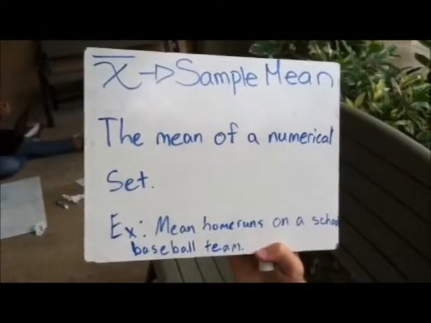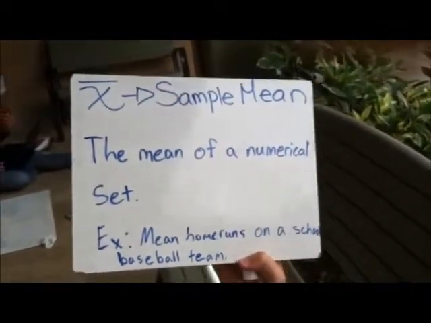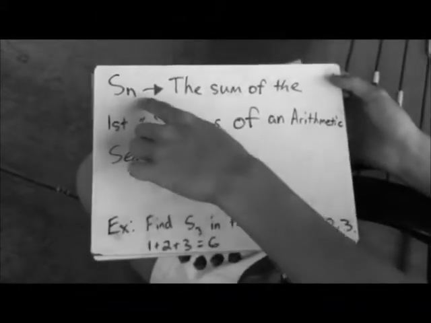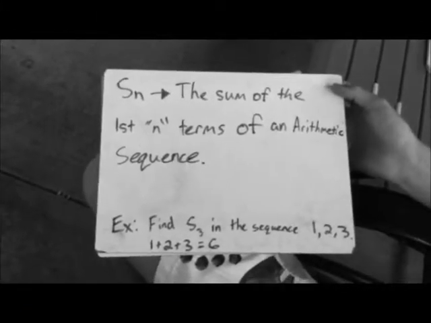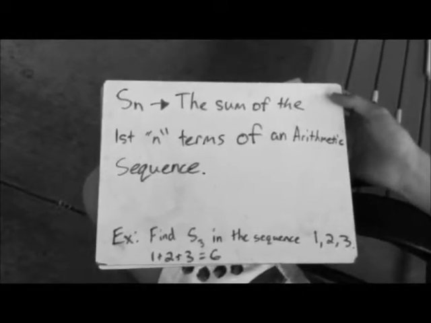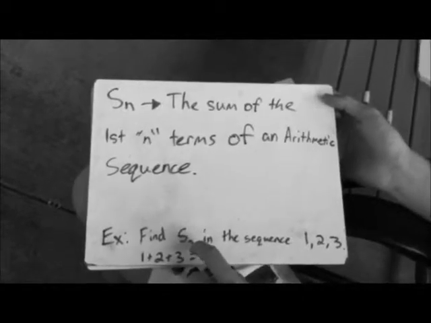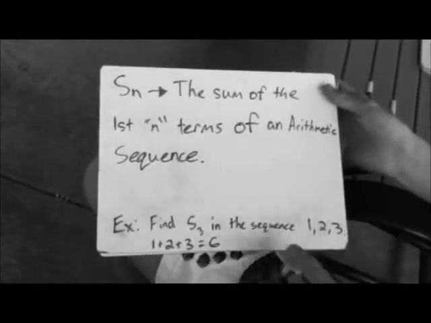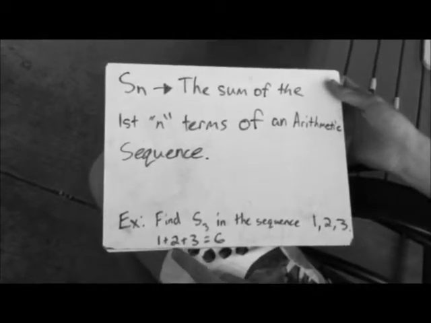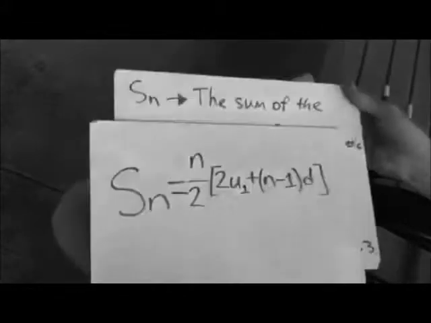An example would be the mean of home runs on a school baseball team. This symbol means the sum of the first n terms of an arithmetic sequence. An example would be to find s sub 3 in the sequence 1, 2, 3, which is 1 plus 2 plus 3, and that equals 6. And here's the equation.